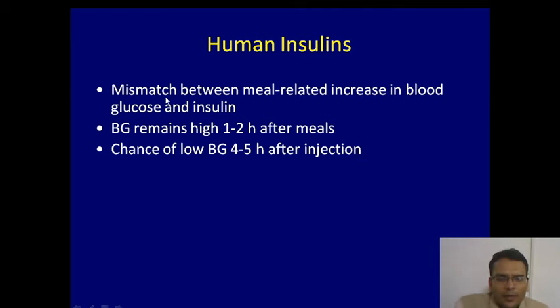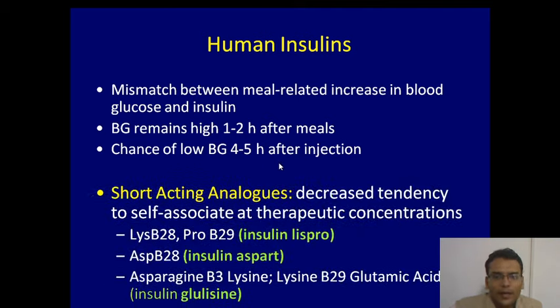What is important to consider here is that because we cannot exactly match the physiology, you could have mismatch between meal related increase in blood glucose and insulin. Blood glucose could remain high 1 to 2 hours after meal if postprandial action is inadequate, and you could have chance of low blood glucose 4 to 5 hours after injection, because you still have a persistent insulin effect when you would expect blood glucose to have already gone down. So you could have postprandial hyperglycemia and delayed hypoglycemia with regular insulin. If you have short acting analogs which have more pronounced postprandial action and less pronounced delayed action, you could decrease the tendency for postprandial hyperglycemia and delayed hypoglycemia.